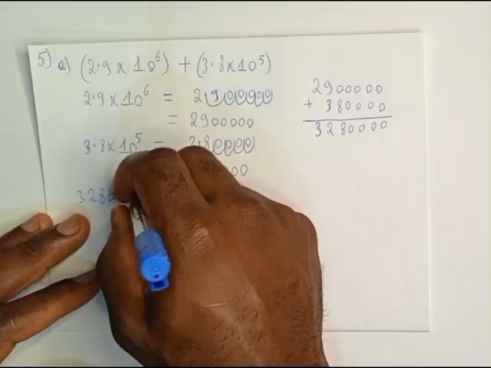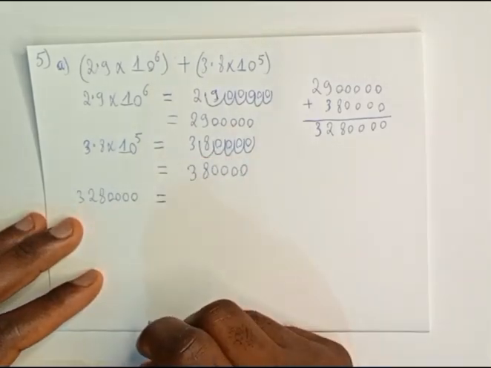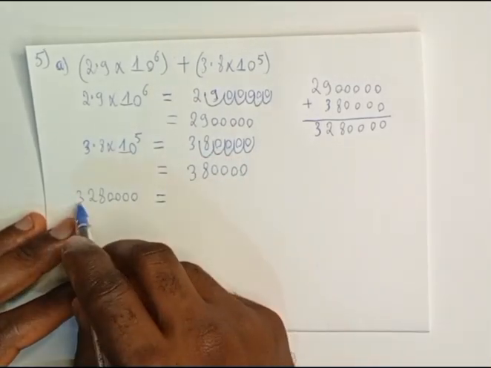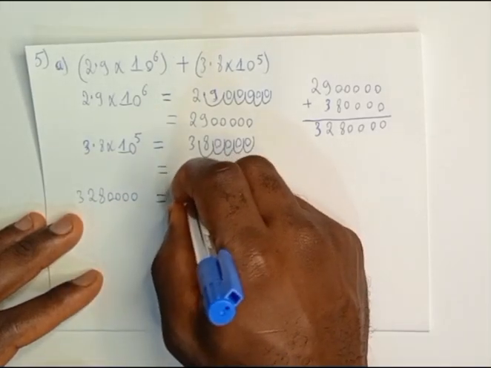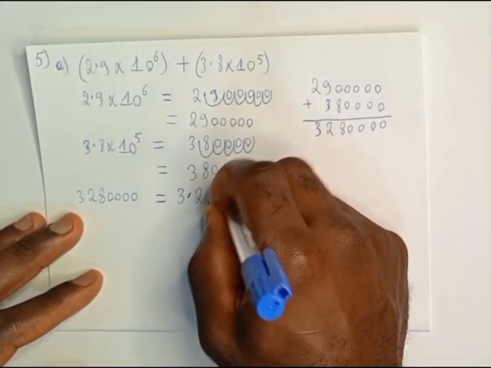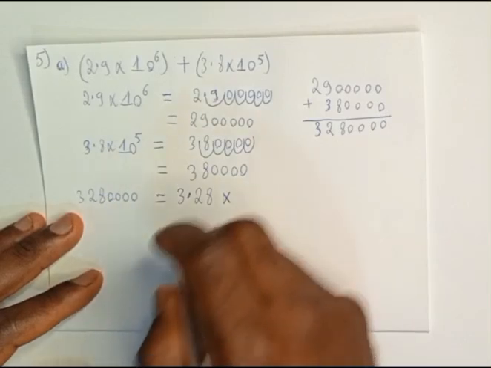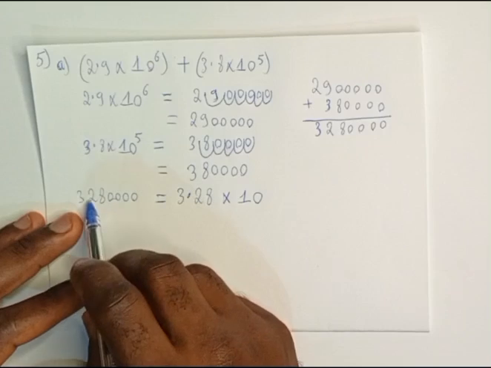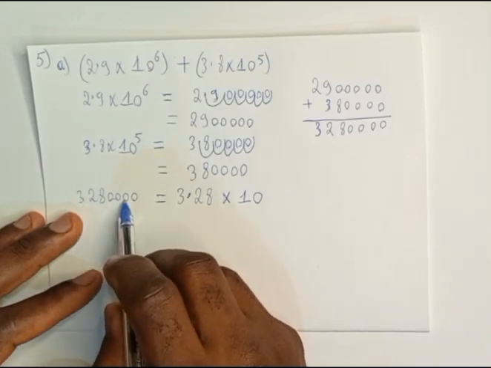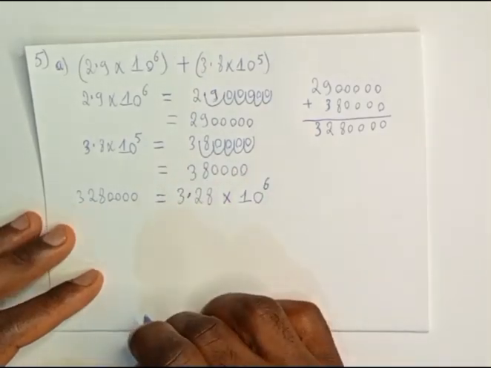Next, we have to express 3,280,000 in standard form. We are going to fix a decimal point after the first non-zero digit. That means after 3, we fix a decimal point. This will give us 3.28 times, we are going to discard all these zeros because they have no use, times 10 raised to the power. Count the number of digits 1, 2, 3, 4, 5, 6. This will be the answer.